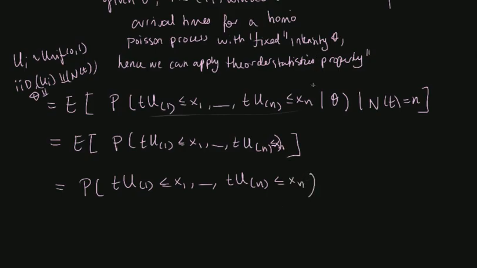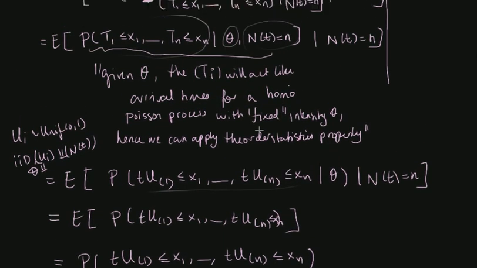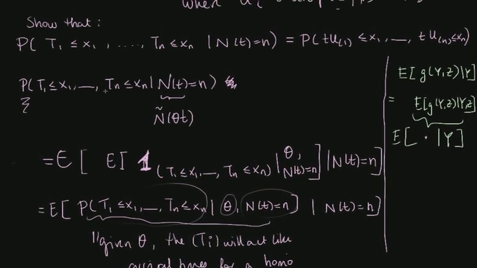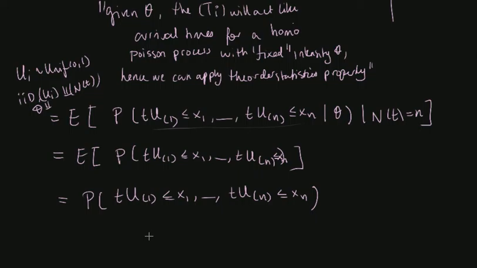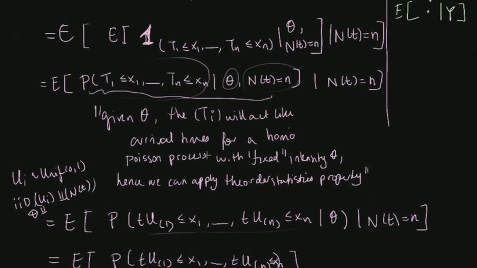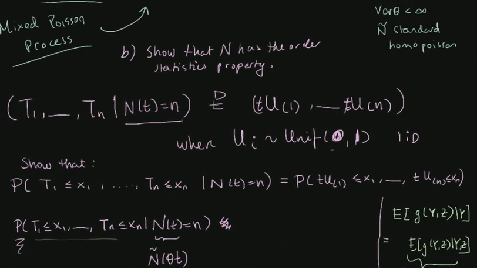And now we are done with this, because now I have shown that the distribution function of t1 up to tn, given that N(t) is equal to n, is the same as the distribution function of n ordered standard uniform IID random variables, each scaled up to size t. So that was the order statistics property for the mixed Poisson process, which it has in common with the traditional Poisson process.